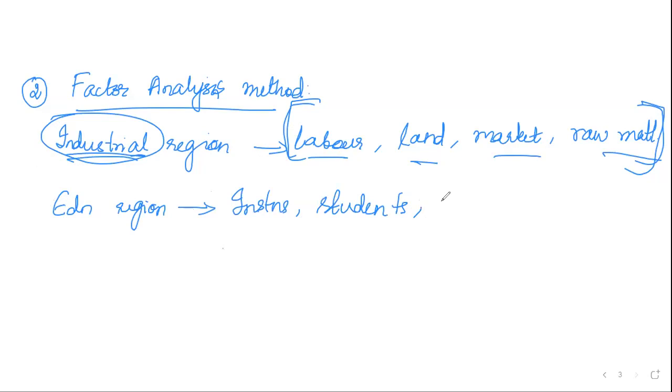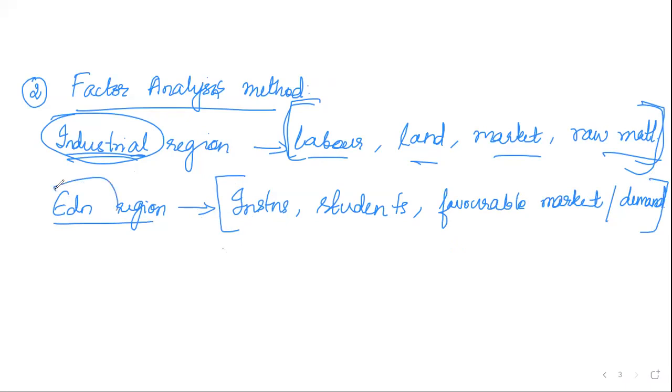I need availability of students. Then what do I need? Again, I need a favorable market which will lead to the demand. See, if that particular area is filled with old age people, who will come and study in the educational institution? So in short, I will need all of this to set up an educational region. These are all the factors for the setting up of an educational region.